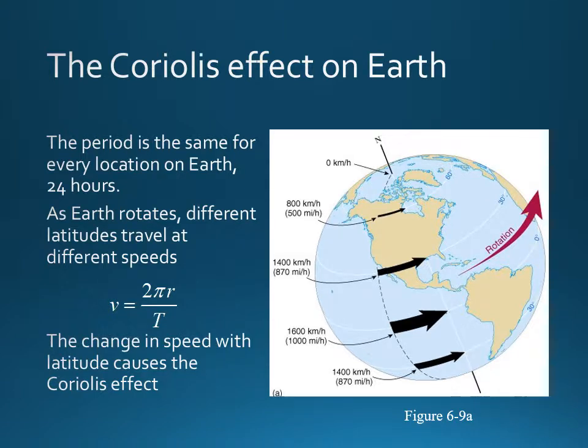The Earth rotates as a rigid body. That means the period of rotation is the same for every location on Earth, 24 hours. However, as Earth rotates, different latitudes travel at different speeds. The r in the speed formula is the distance from the rotation axis. Closer to the pole, you are closer to the rotation axis, and your rotation speed is less than near the equator.